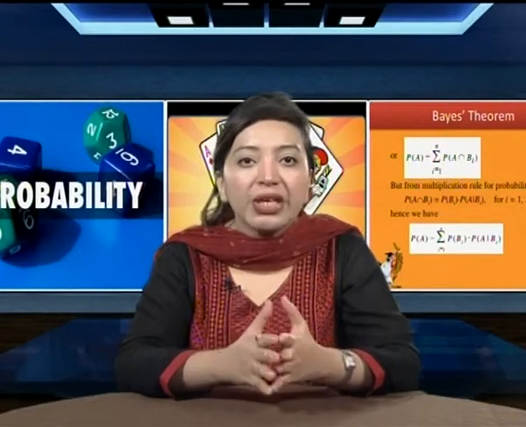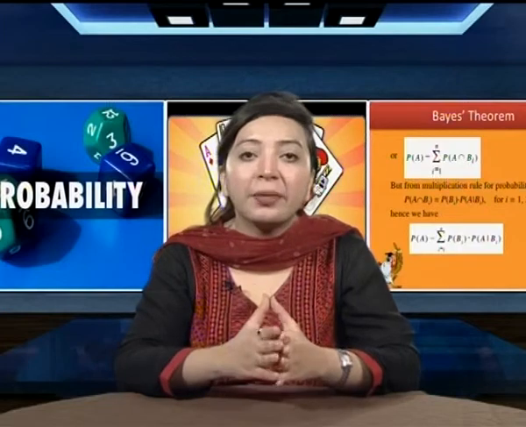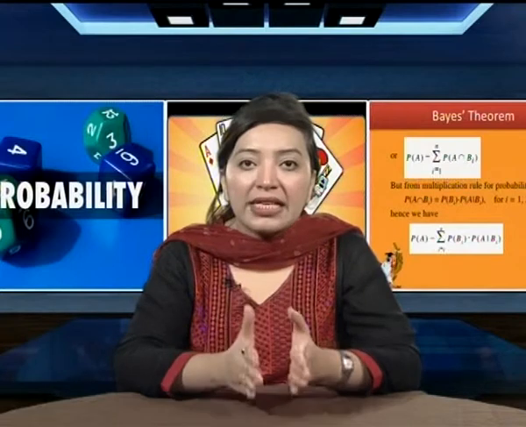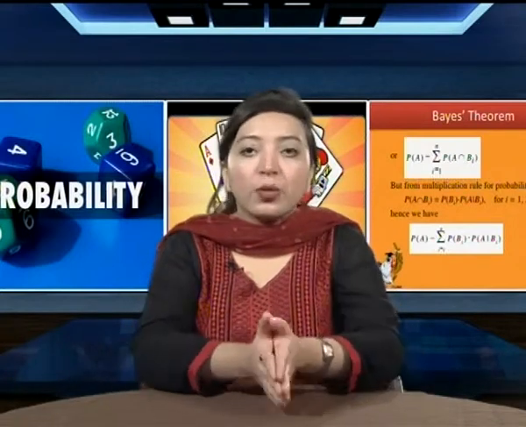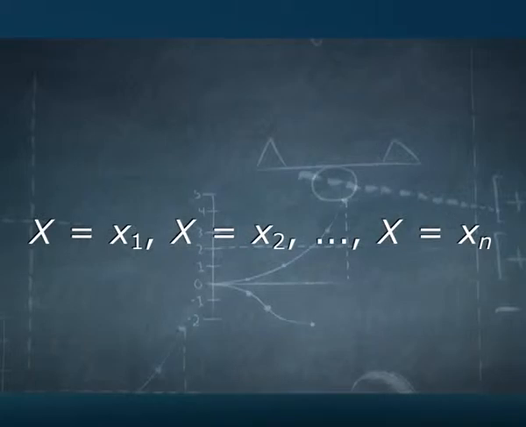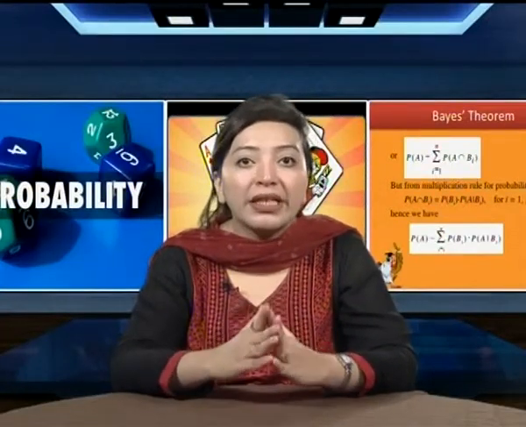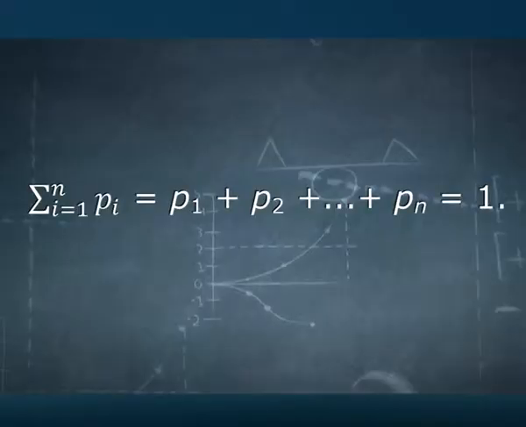Thus, if X is a discrete random variable, then a function p defined on the range space of X by p(x) equals probability of capital X equals small x is the probability distribution of X. Note one thing over here, since any two of the events X equals x1, X equals x2 and so on, X equals xn, are mutually exclusive and the union of all these is the sample space, we note that for any probability distribution, the sum of pi for i equals 1 to n will be equal to p1 plus p2 plus so on pn, and this whole thing will be equal to 1.